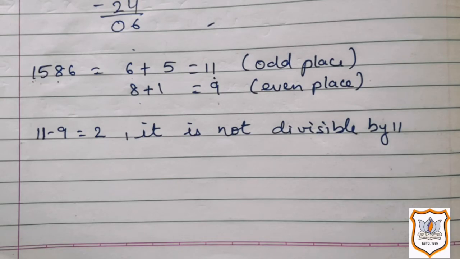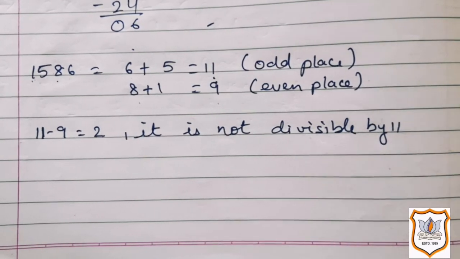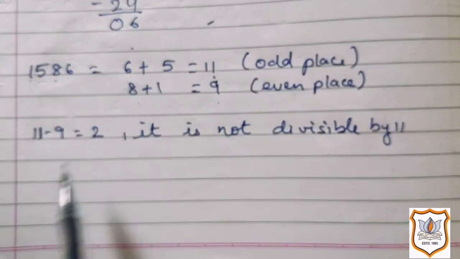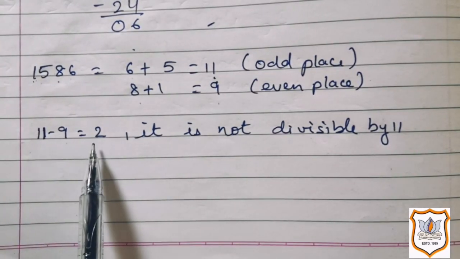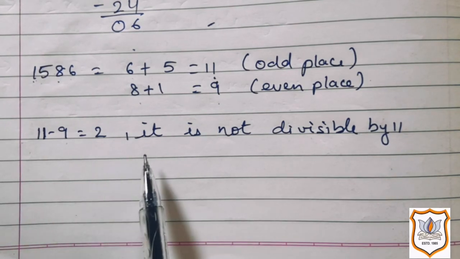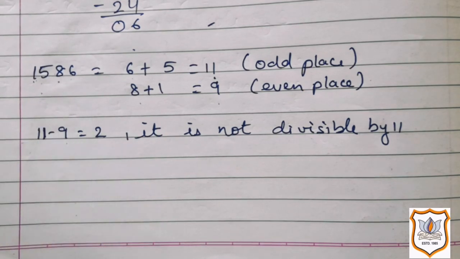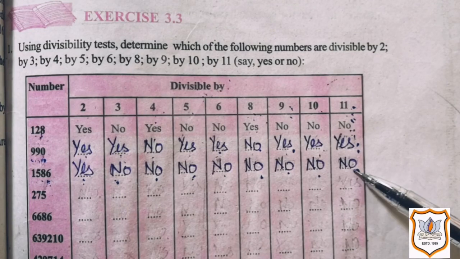We have to find out the difference between the sum of the digits at the odd place and the sum of the digits at the even place. So we will subtract 11 and 9. By subtracting 9 from 11, we get 2. And 2 is not divisible by 11. So we can say that the number 1586 is not divisible by 11. So we will write no over here.